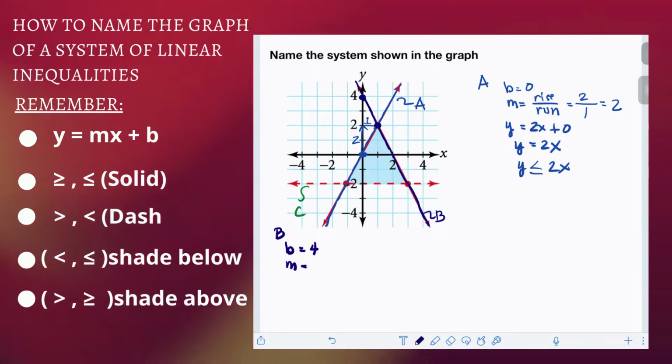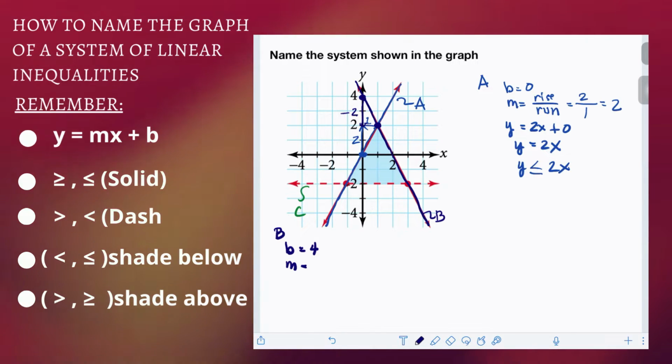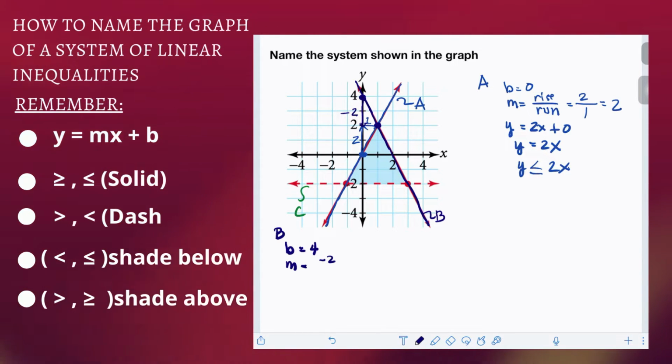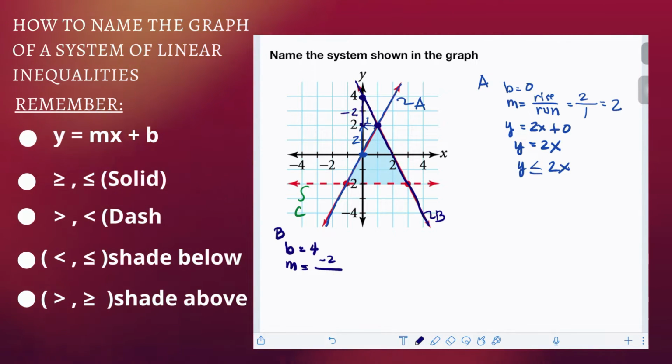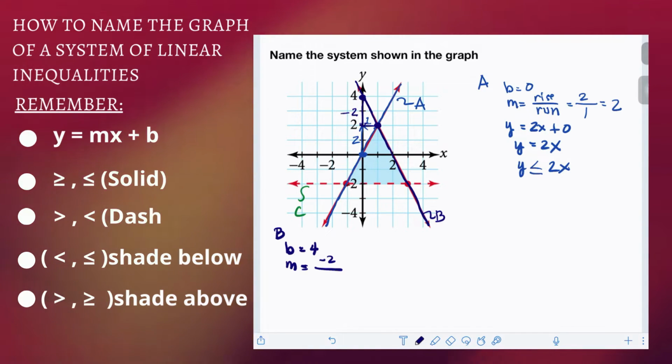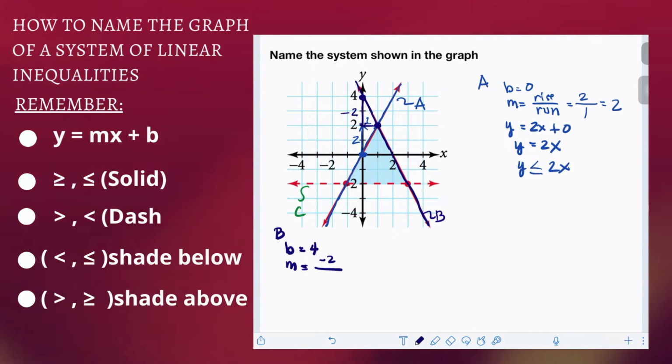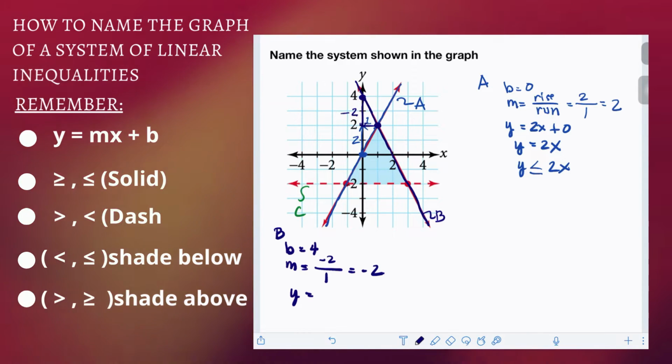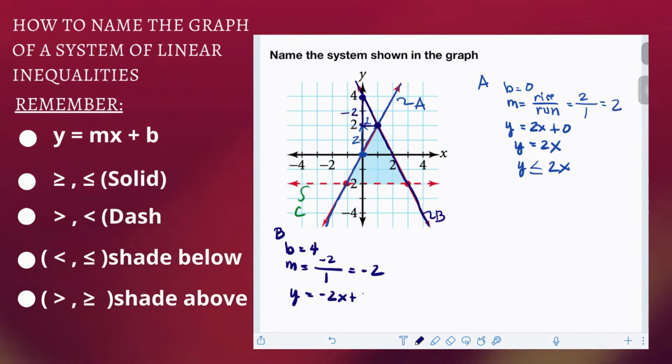So we can go down by how many units? That would be 2, but this time it's going to be negative 2 for the rise because we are moving down. Then we identify the run after moving down by 2 units. Then we are going to move right again by 1 unit. So moving right means positive for the run. So our slope would be negative 2. That makes our equation as y is equal to negative 2x plus 4.